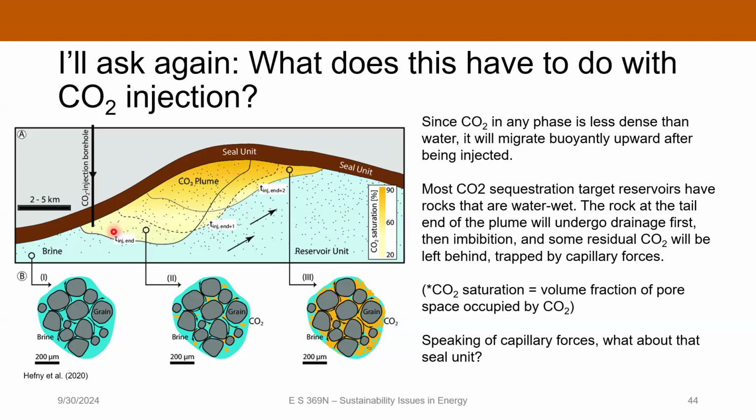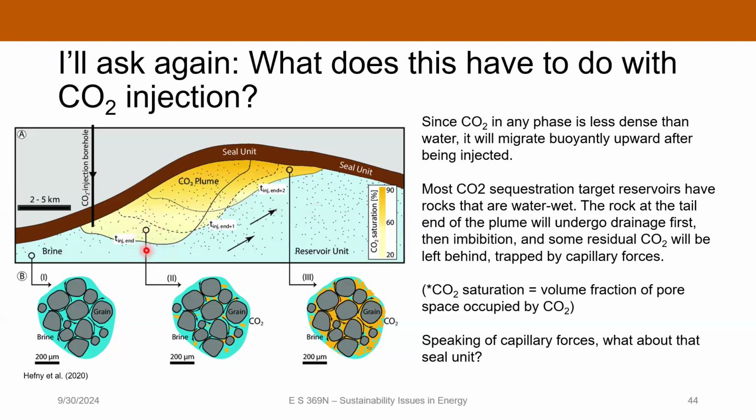And as it does, you'll have a drainage process here initially, and then as the plume migrates away, you'll have imbibition back in there. But there'll still be some residual gas trapped behind here. And this diagram has been shaded by what we call the CO2 saturation. That's the fraction of the pore volume that still has CO2.